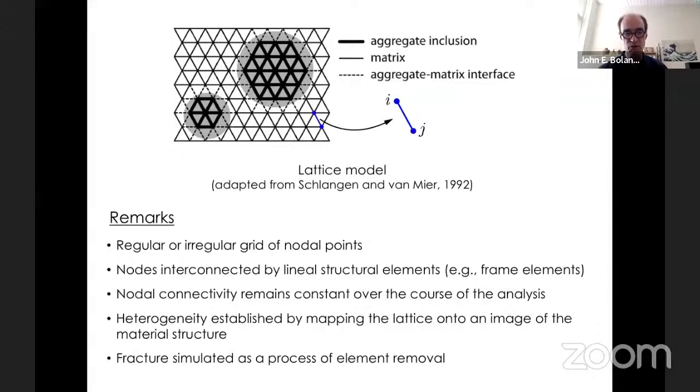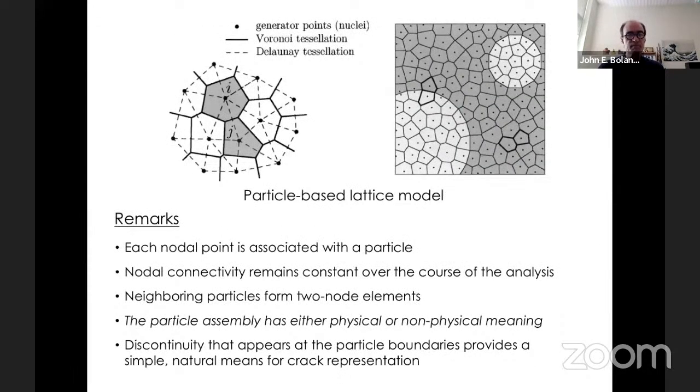And we model heterogeneity by what I just said, mapping an image of material structure onto the lattice. And originally, fracture was modeled as simply removing the element. Elements that violated a fracture criteria were removed from the network. And so this is what I was initially inspired by, the work of Jan van Mier and Erik Schlangen.